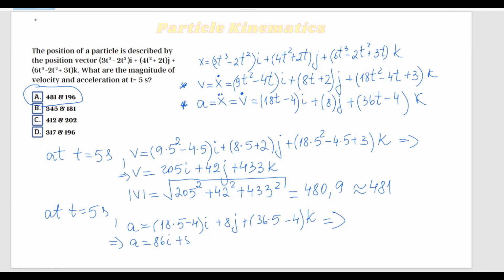you should get that a is equal to 86i plus 8j plus 176k. And now the magnitude of the acceleration equals the square root of 86 squared plus 8 squared plus 176 squared, and this is going to give you a value of 196.1. So indeed, option A is the correct answer.